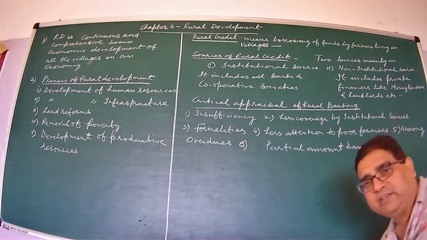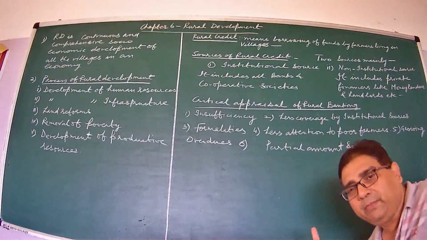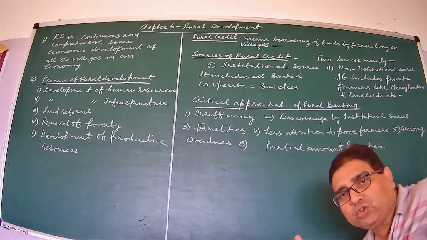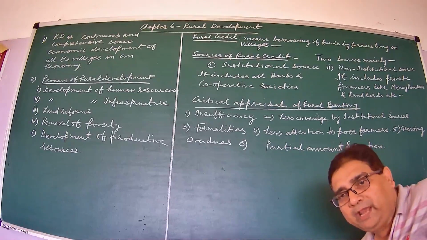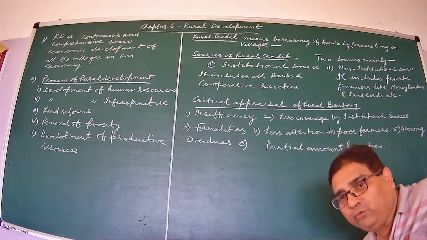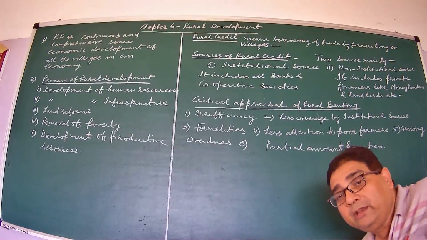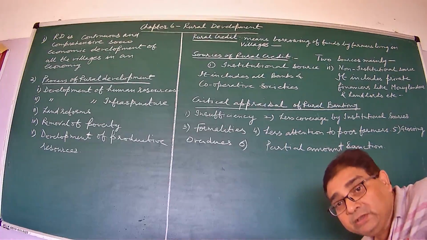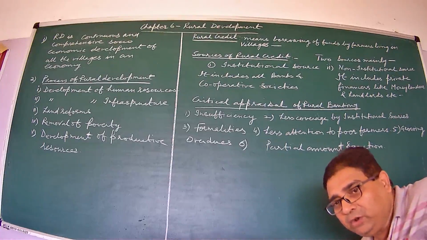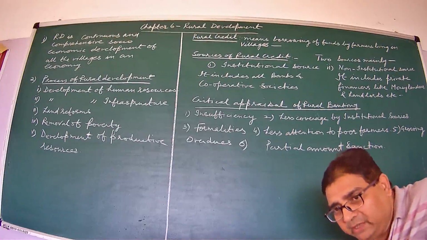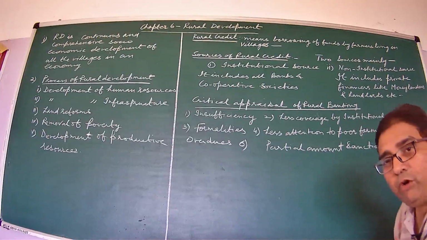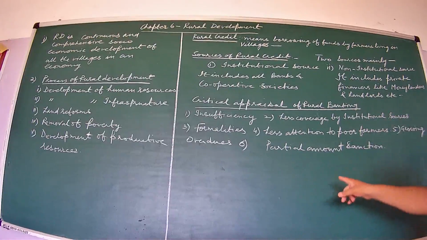The best credit facilities are given by the institutional source of rural credit. These institutions give loans from 6 months to even 25 years, and private financiers cannot give loans for such a long period. Remember this. They want very quick payment of their loan.